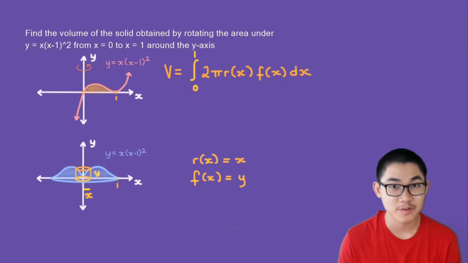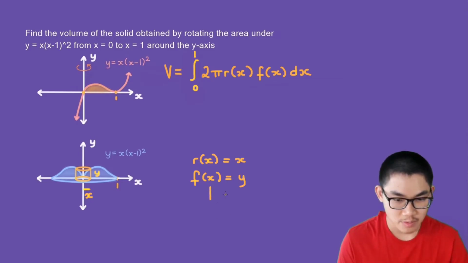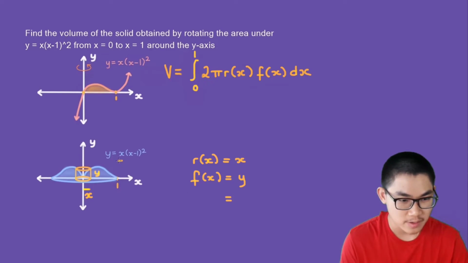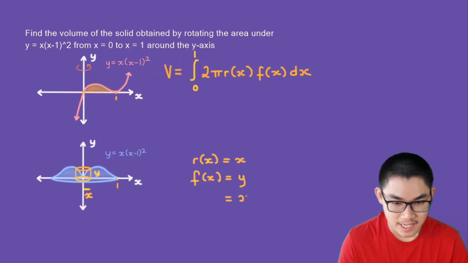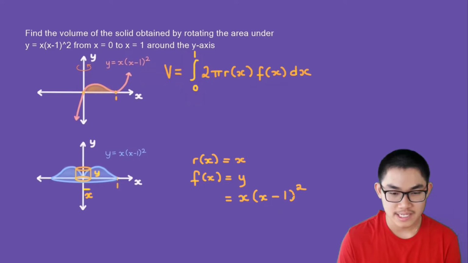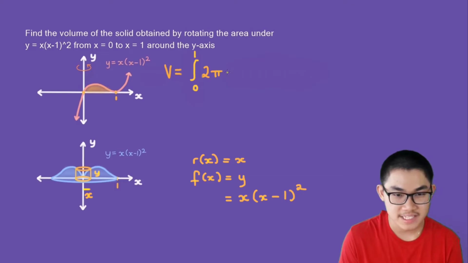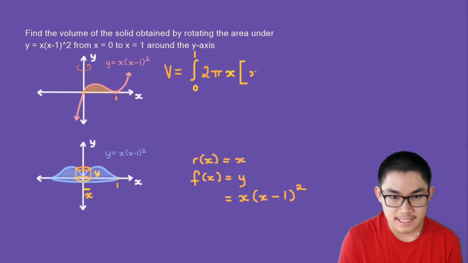Now, since we're integrating with respect to x, we need to rewrite this function in terms of x right there. So how can we do that? Well, we know that y is equal to x times (x minus 1) to the power of 2. So the next thing that we should do is substitute these formulas back into our formula right here. So the radius is simply x, and the height, which is f of x, is x times (x minus 1) to the power of 2 times dx.